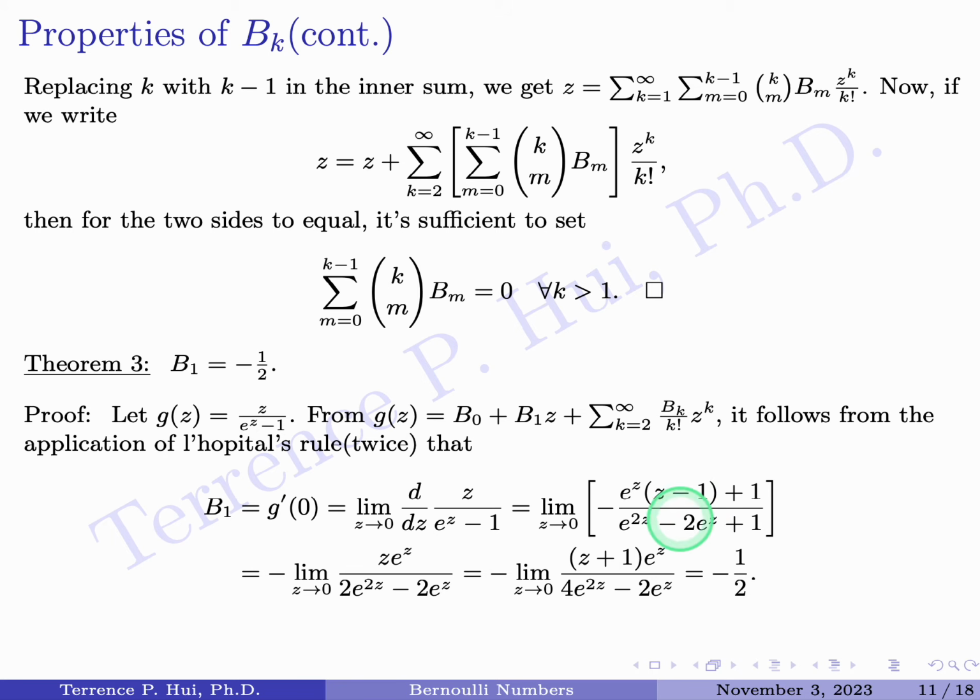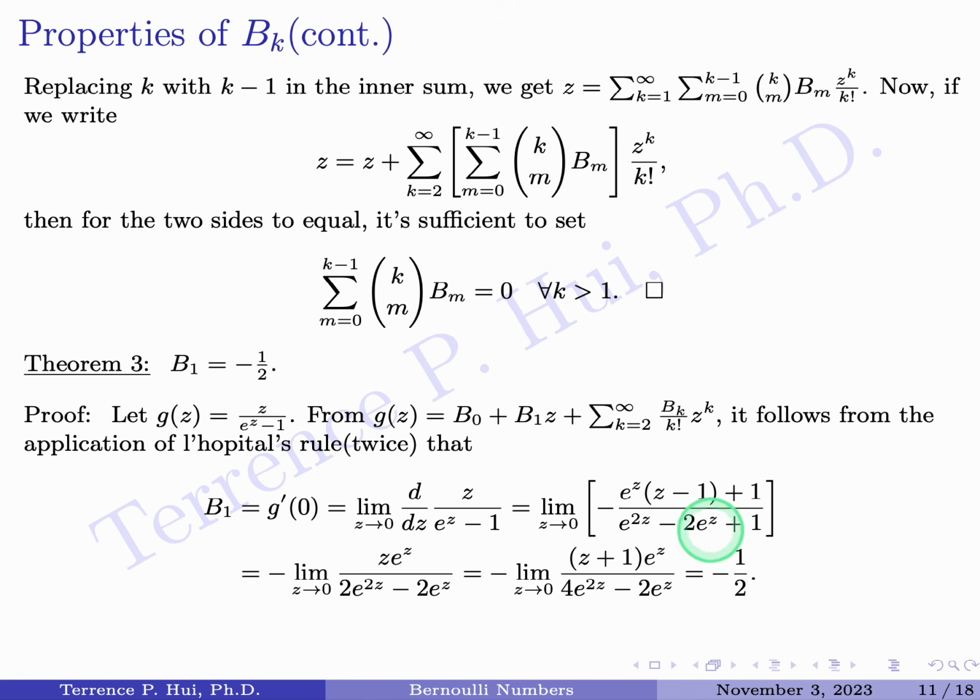But wait a minute, I have a problem here. If you plug in z equal to 0, you notice something. This is 1 times negative 1, which is now minus 1. Minus 1 plus 1 is 0. The bottom, this is 1 minus 2 plus 1. That's also 0. So I have 0 over 0. So I cannot just let z equal 0 by plugging it in. This is 0 over 0. So what do we do?